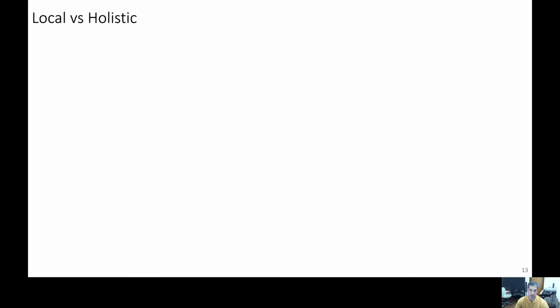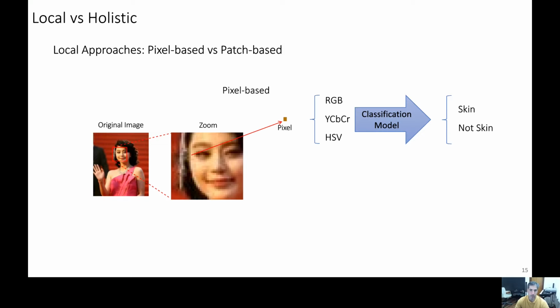Skin segmentation approaches may be classified into two main groups, local and holistic approaches. Local approaches consider only a small area surrounding the point of interest to classify all the pixels in the image, one by one. In a pixel-based approach, the region that is used to classify each point of the image is a single pixel. Different approaches use different color spaces as input to the classification model. The classification model is usually executed several times to classify all the pixels in the original image.